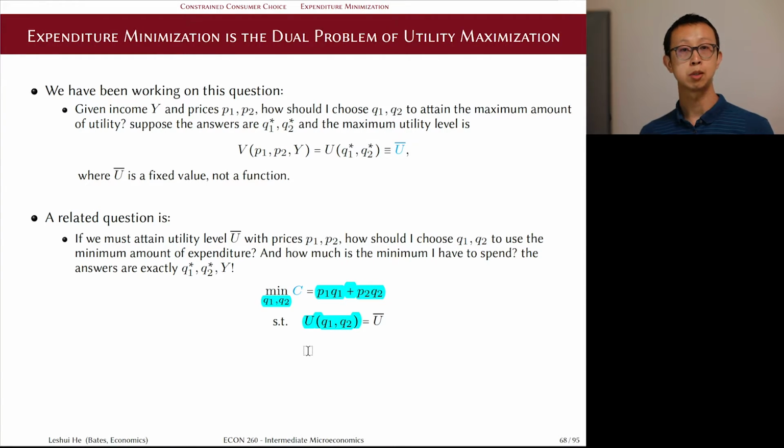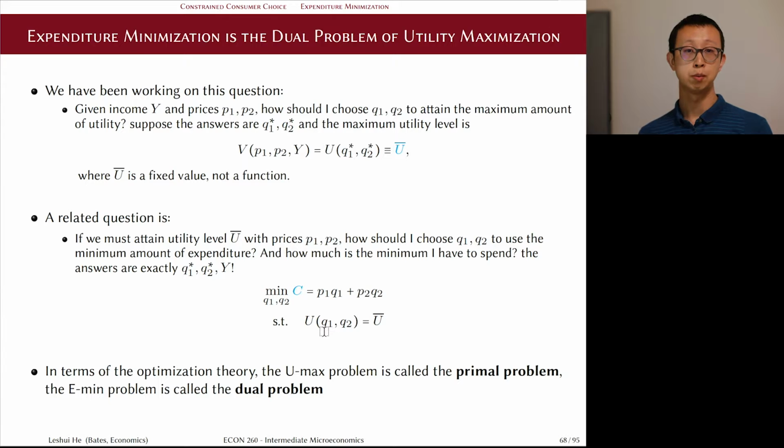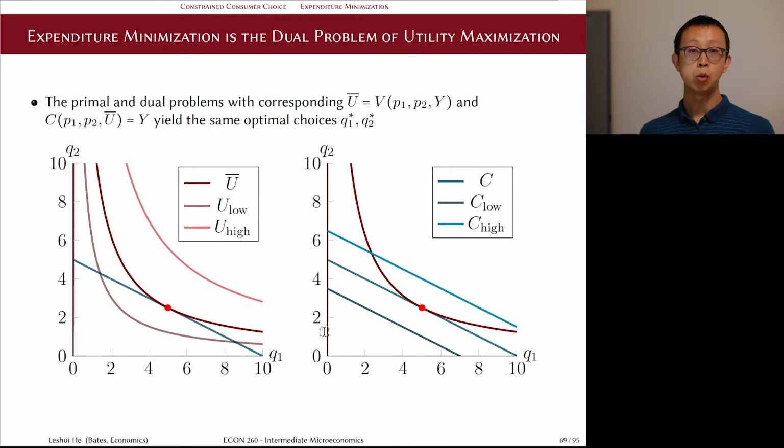Because the utility maximization problem and the expenditure minimization problem are so closely related to each other, in formal terms of the optimization theory, the utility maximization problem is called the primal problem, where the expenditure minimization problem is called its dual problem. And now we will present these two problems graphically side by side to highlight their connections with each other.